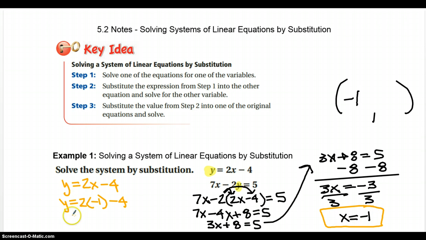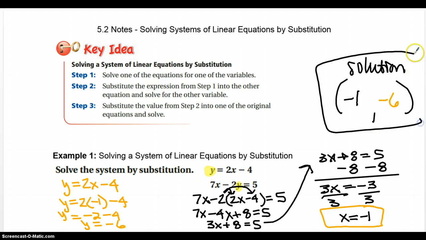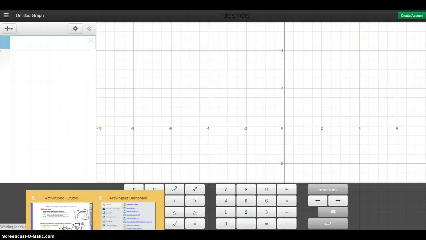Okay, and then I evaluate. 2 times negative 1 is negative 2 minus 4. So y is equal to negative 6. So my solution to this system is negative 1, negative 6.